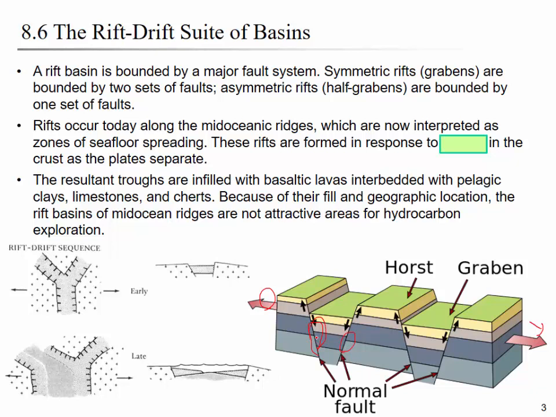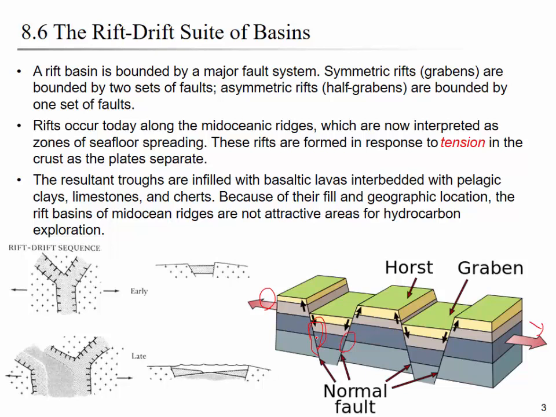Rifts occur today along the mid-ocean ridge, which are now interpreted as a zone of seafloor spreading. These rifts are formed in response to the tension in the crust as the plate separates. The resultant troughs are infilled with basaltic lava interbedded with pelagic clays, limestone, and chert. Because of their fill and geographic location, the deep basins of mid-ocean ridges are now attractive areas for hydrocarbon exploration.